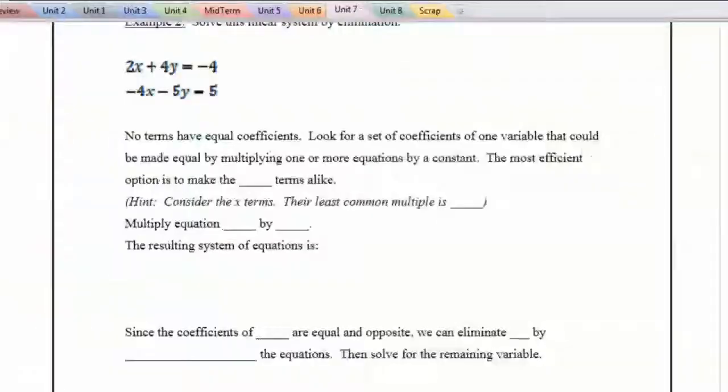So the most efficient option, in this case, is to make the x terms alike. And by doing that, we can then eliminate a variable. So there's a little hint here. I don't know if the hint's super obvious or not, but the least common multiple, remember we talked a little bit about least common multiple. Least common multiple between the two x terms is going to be 4x. So if we look at our equations, I call this one equation 1 and this one equation 2. If I multiply equation number 1 by the number 2, we're going to get a new system of equations.